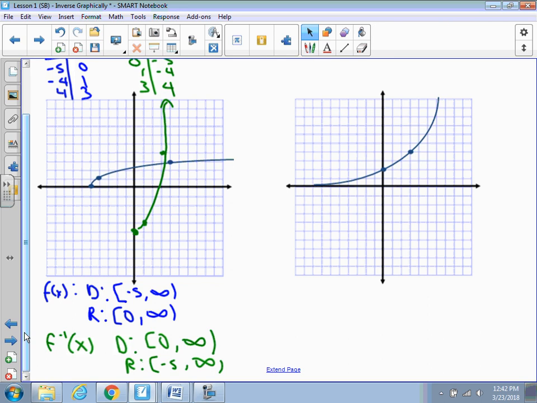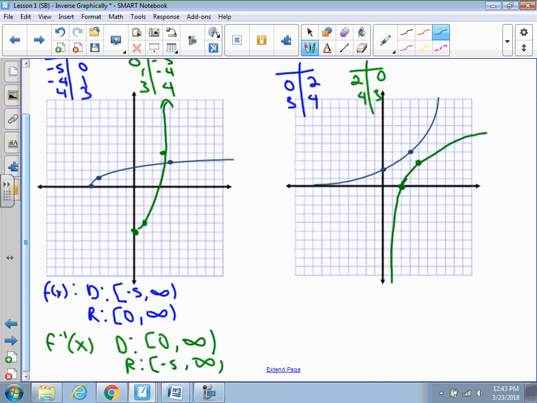So our last function, okay, this kind of looks like an exponential, or maybe a really wide quadratic. But the initial function has points at (0, 2) and (3, 4). So our inverse has some pretty points at (2, 0) and (4, 3). And they're going to be reflections. So it's going to look something like that.